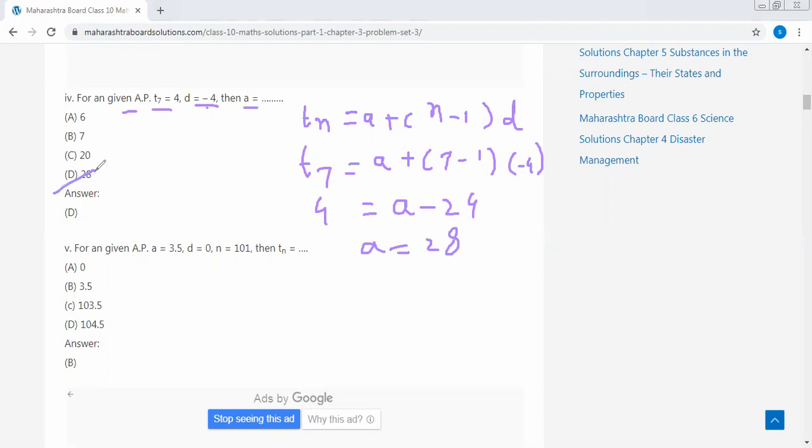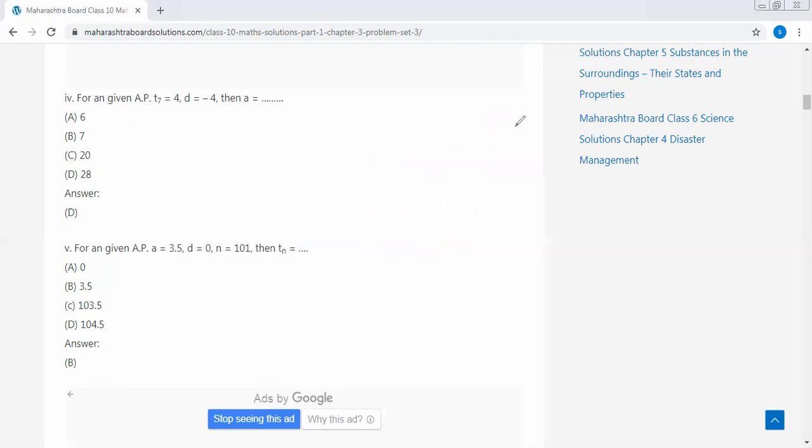Next question is for a given AP. A given is 3.5, d is 0, n is 101.